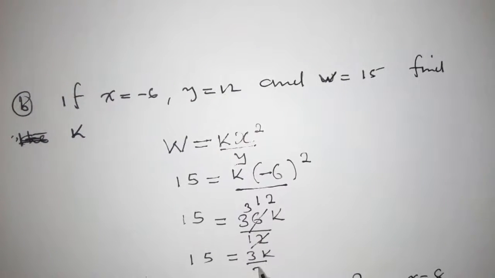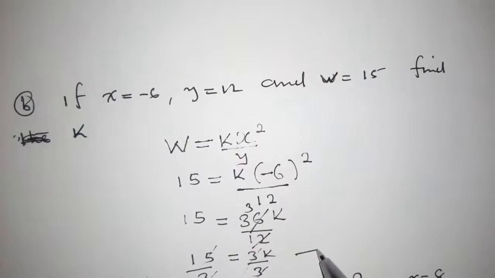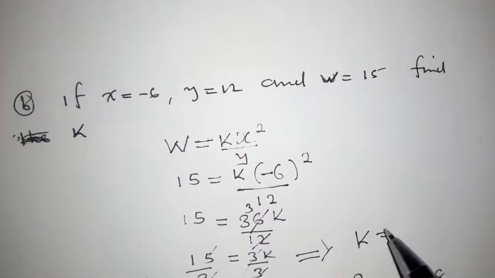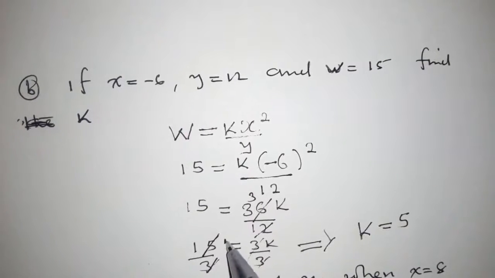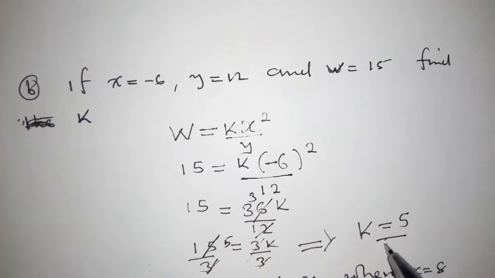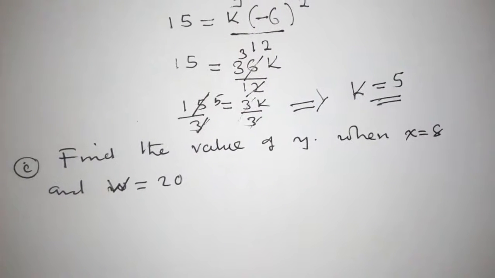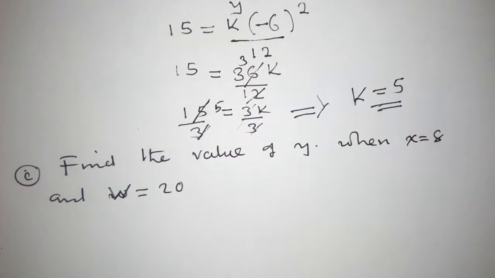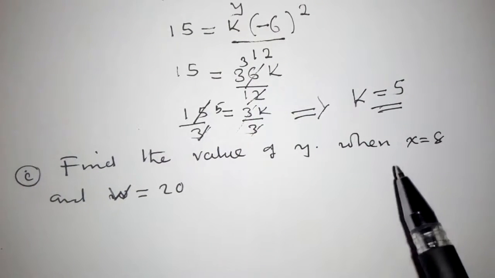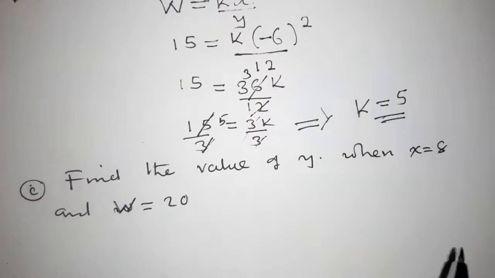So we divide by 3, divide by 3. Our answer will be k is equal to 5, because 3 can go into 15 5 times. This is our answer. We go to the next one, where they are saying find the value of y when x is equal to 8 and w is equal to 20.